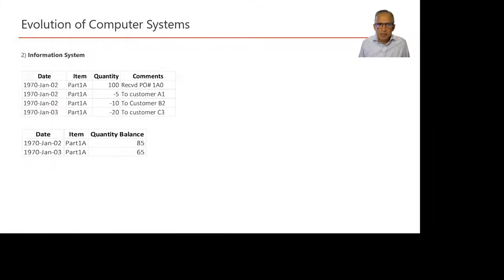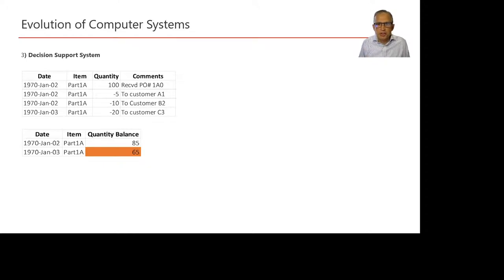The next step in this evolution was information systems. We still had the ledger, but also perhaps some summarized data in the form of daily balances. But note, there is more information, but still no call to action.